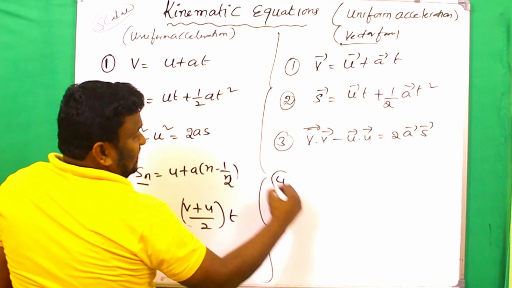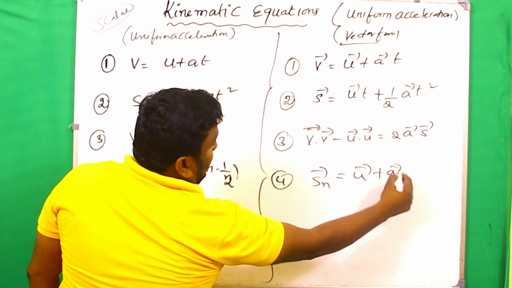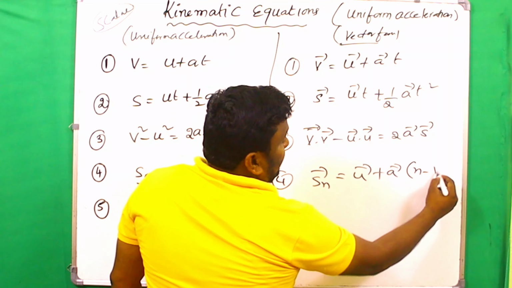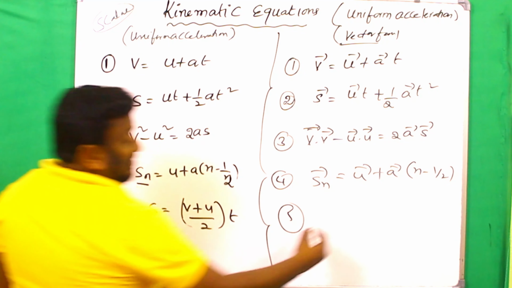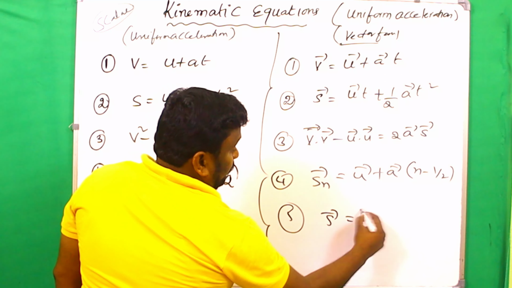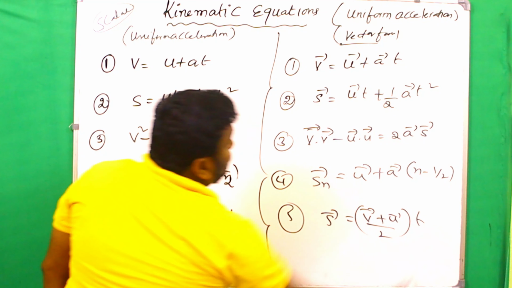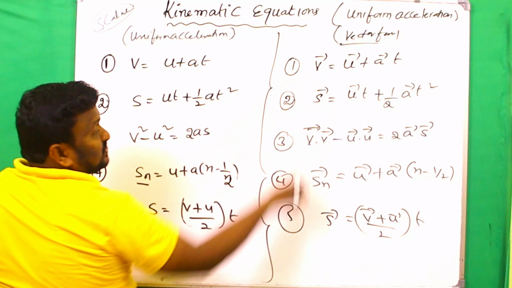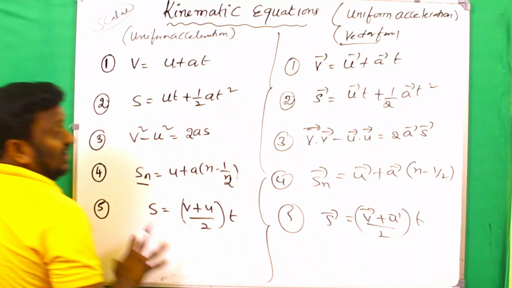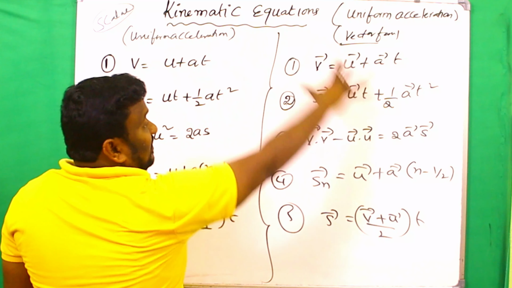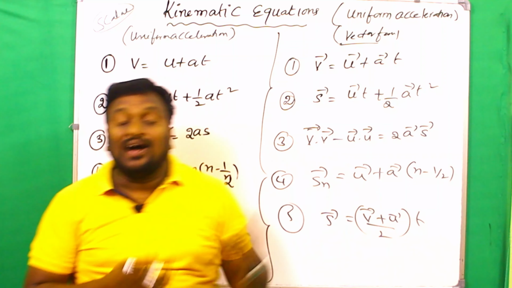And the fourth one is also the same thing, Sn arrow is equal to u arrow plus a arrow into (n minus half). And the fifth one is the same thing, s arrow is equal to (v arrow plus u arrow) by 2 into t. So these are the equations of motion in vector form, when the body has uniform acceleration.